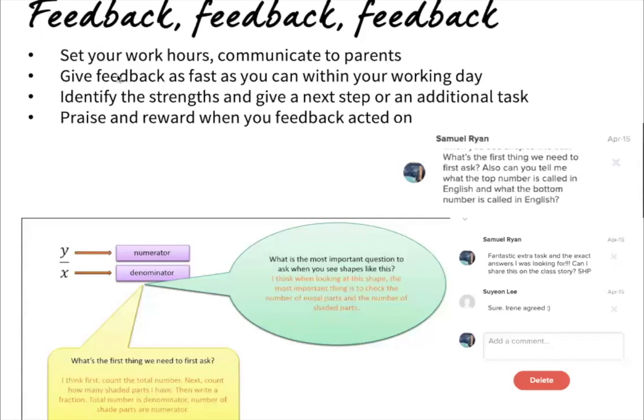So to summarize, here is: set your work hours and make sure you communicate them with your parents. They need to know, otherwise they'll be expecting you to give feedback in the wee hours of the morning. So it's really important that you set those standards with your parents and let them know when you're going to feed back, how long to expect. We set a 16-hour window for feedback, so we have to make sure that it's back within 16 hours. Earlier, obviously better. So give it as fast as you can within your working day, set a time, strengths and next steps, and praise and rewards. When they send you extra things that you asked them to do, identify that.